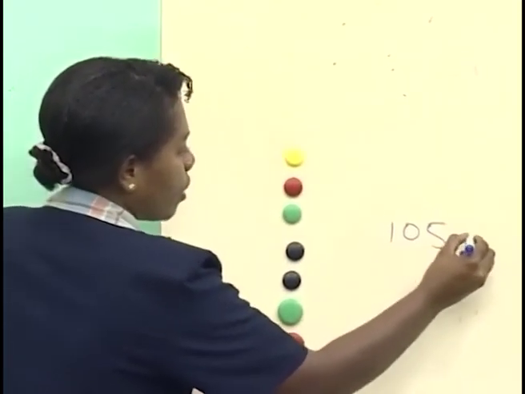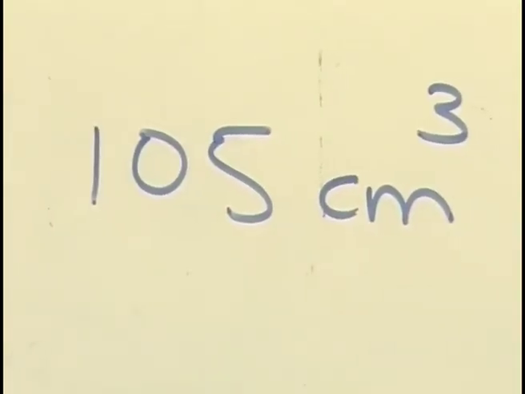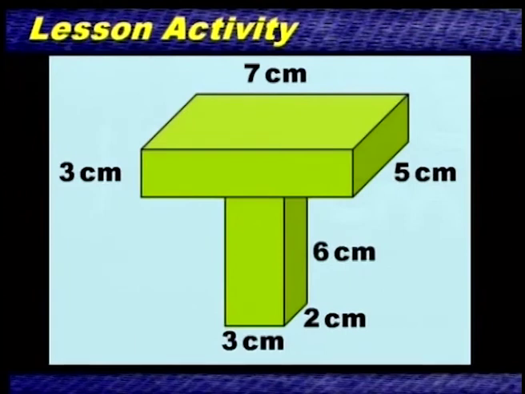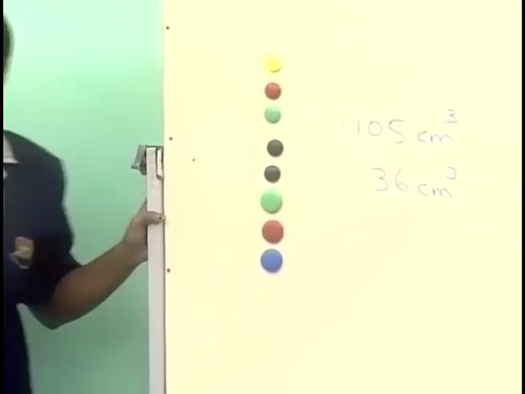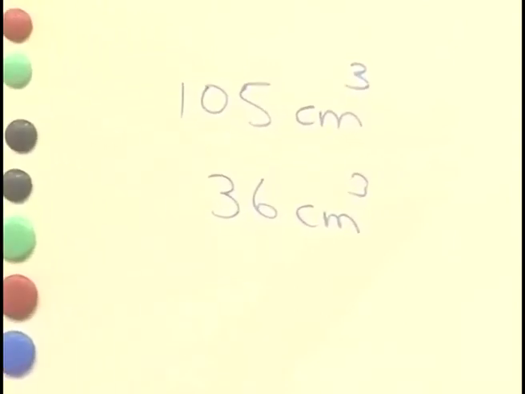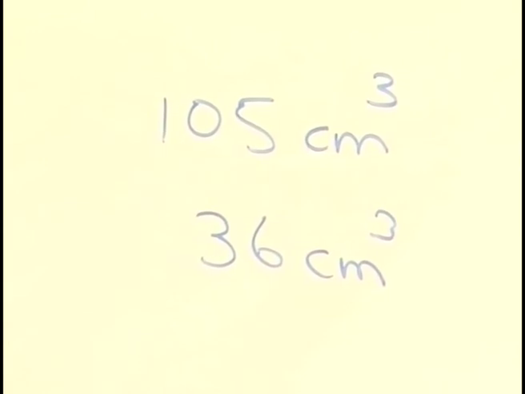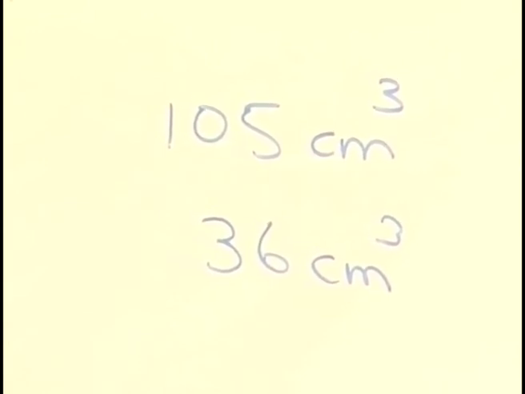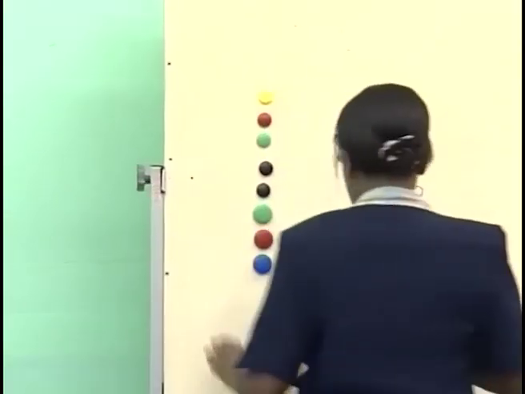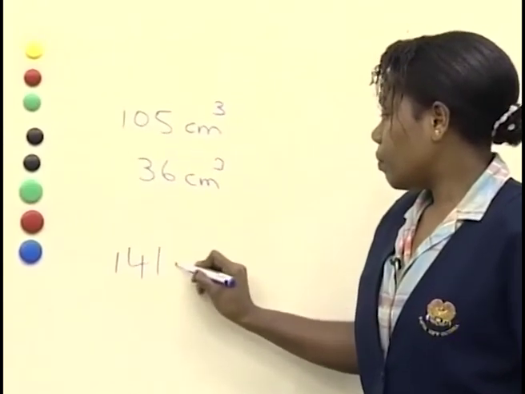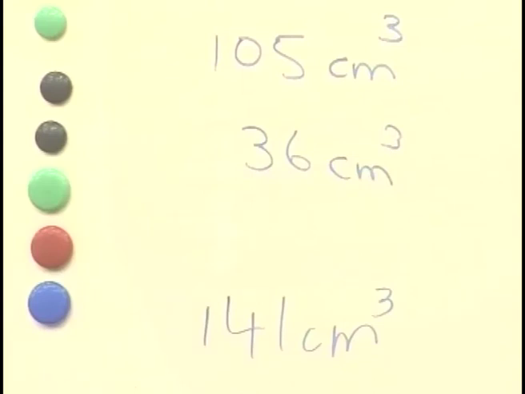Then the volume of the second one? Length times width times height, 3 times 2 times 6. 3 times 2 is 6, times 6 is 36 cubic centimeters. And then get the total volume. What's our answer? Your answer should be 141 cubic centimeters. That's the volume of this compound solid.